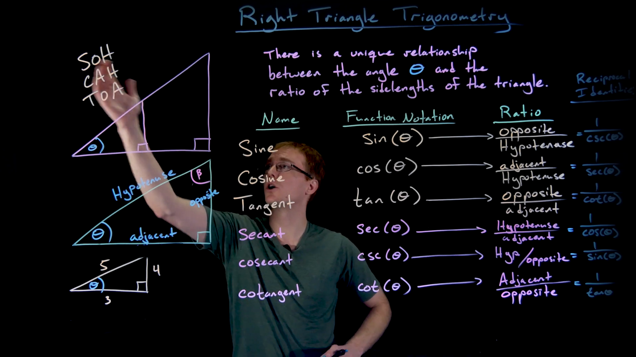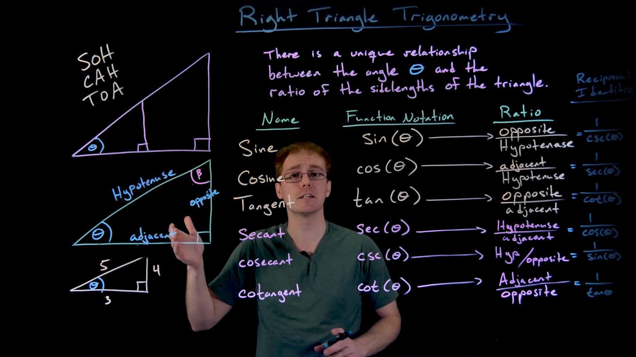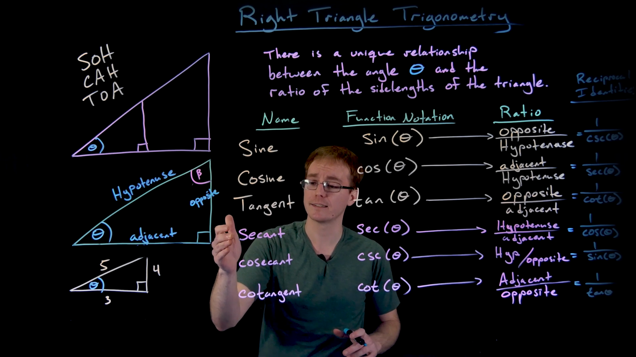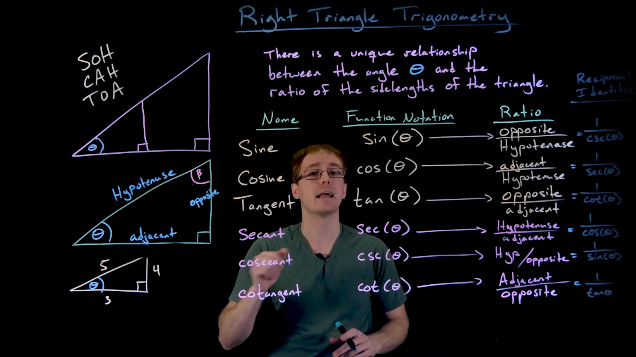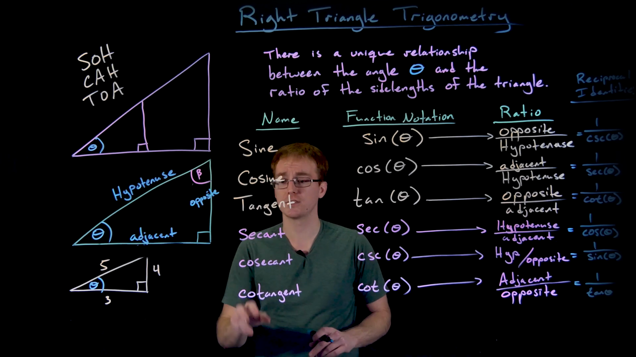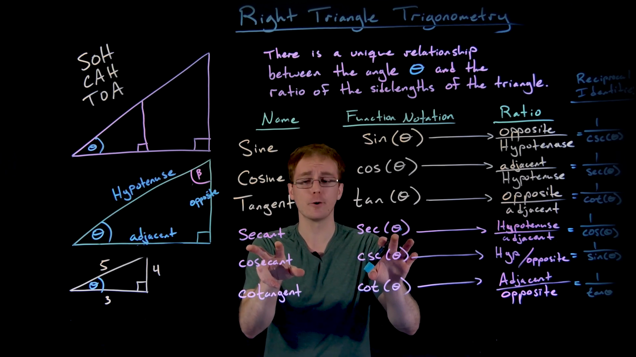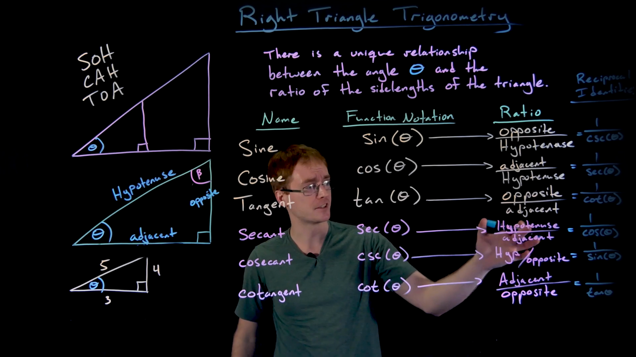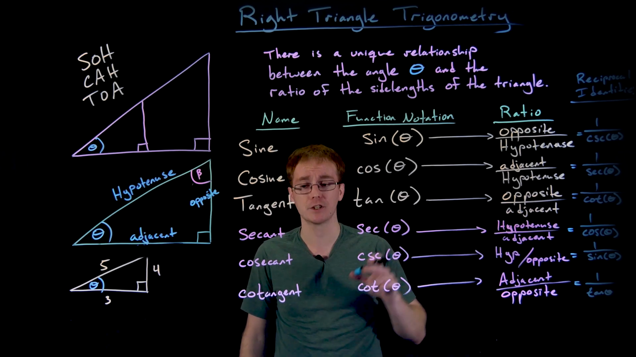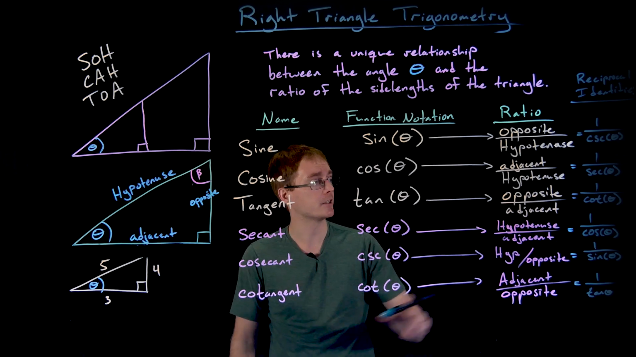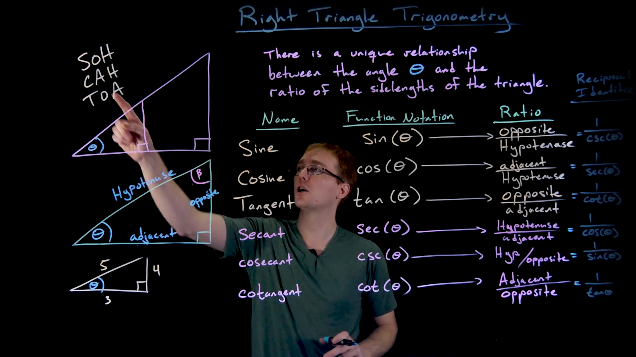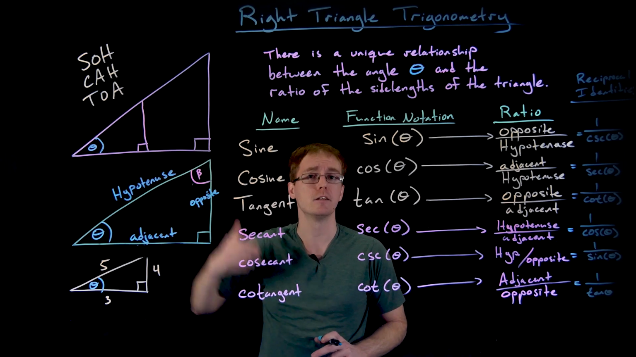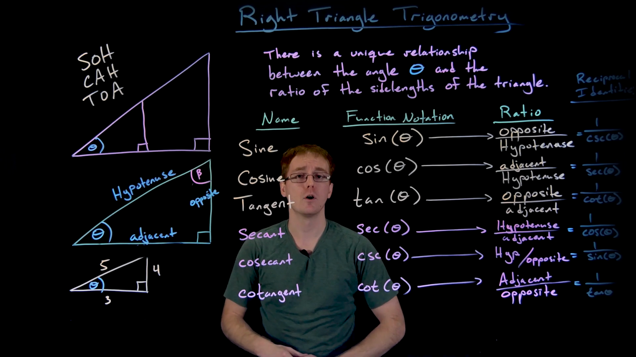So I remember SOHCAHTOA for sine, cosine, and tangent. And then I remember these reciprocal identities to help me evaluate secant, cosecant, and cotangent. The way my brain works is, if I want to take the secant of some angle, instead of remembering secant is hypotenuse over adjacent, I remember secant is 1 over cosine. Cosine is adjacent over hypotenuse. Flip that over, I get secant, so secant must be hypotenuse over adjacent.